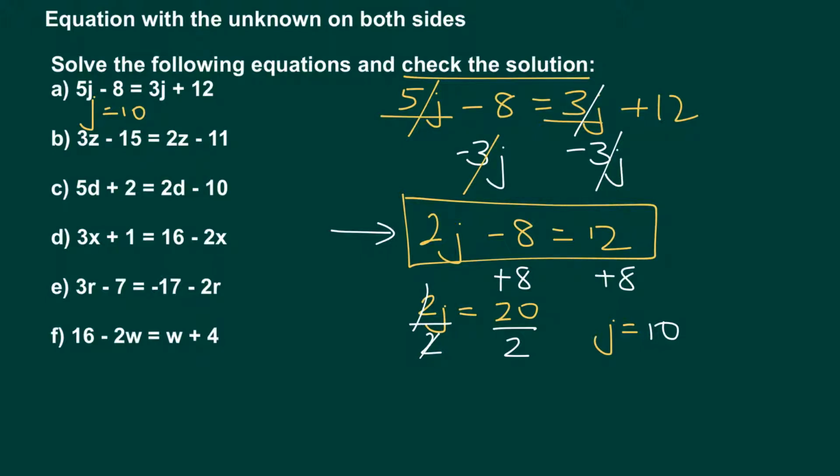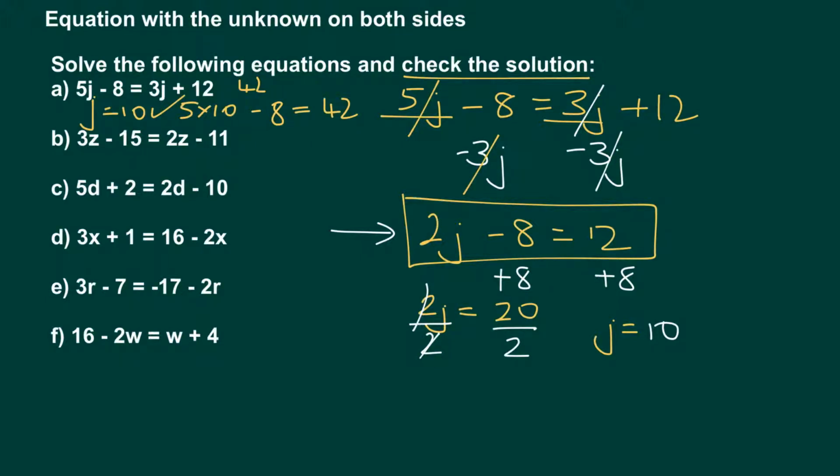And if you want to check the solution, we have 5 times 10 minus 8, which gives us 42, which is equal to 3 times 10 plus 12, which is also 42. So we know that j equals 10 is the correct answer.